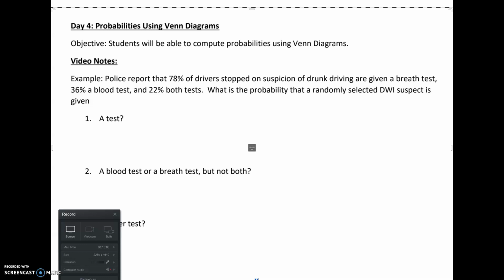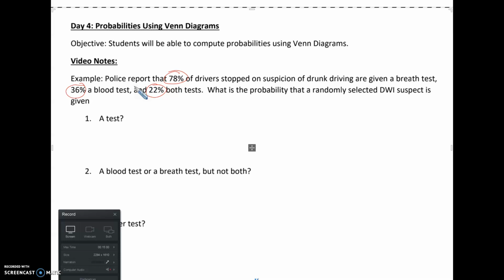Let's take a look at day 4, probabilities using Venn diagrams. Let's take a look at this example. Police report that 78% of drivers stopped on suspicion of drunk driving are given a breath test, 36% a blood test, and 22% both tests. What is the probability that a randomly selected DWI suspect is given? And then we got some questions to answer.